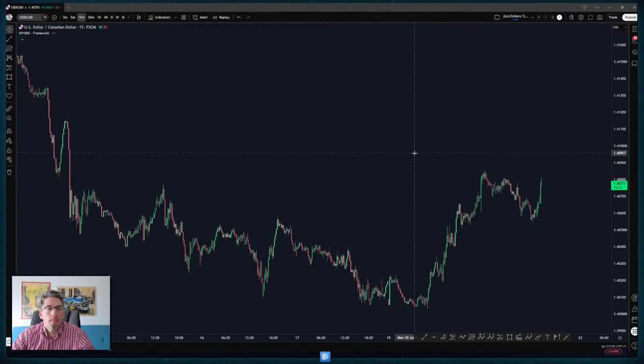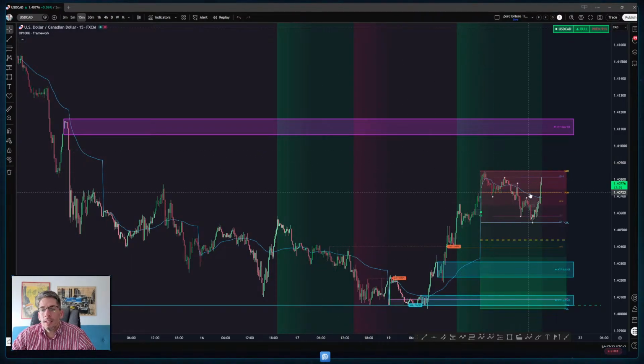It's not perfect. Dollar CAD continues to move higher.